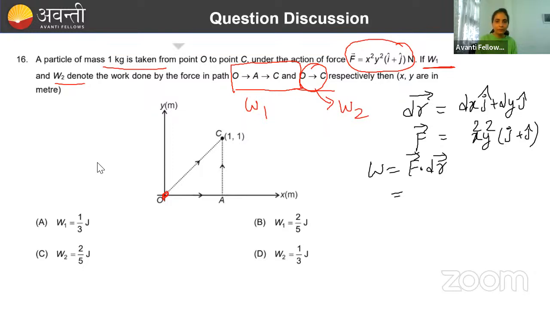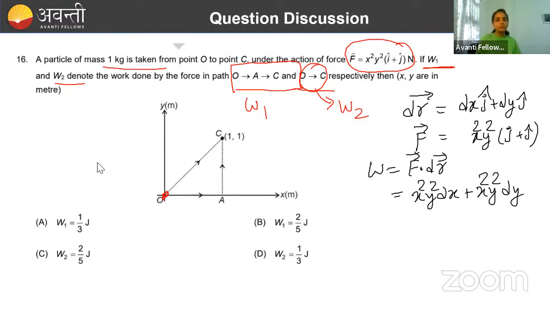So F dot dr अगर आप करोगे तो i dot i होगा, j dot j होगा, i dot j 0 हो जाएगा और j dot i भी क्या हो जाएगा 0. ठीक है. So what value we are going to get? x square y square dx plus x square y square dy. This is the work done that we are going to get, right?